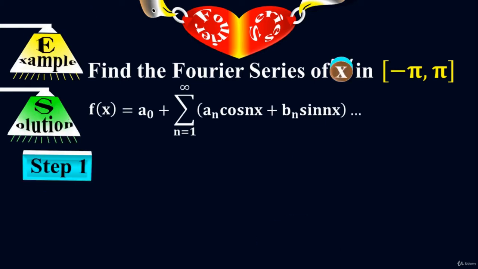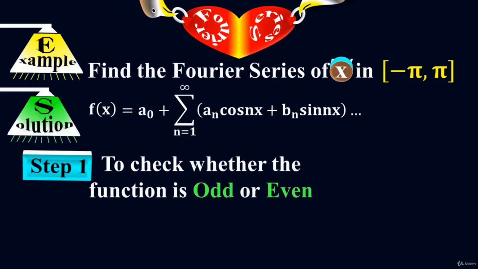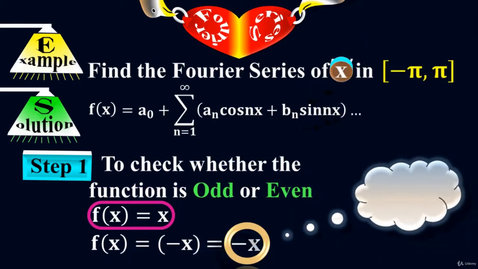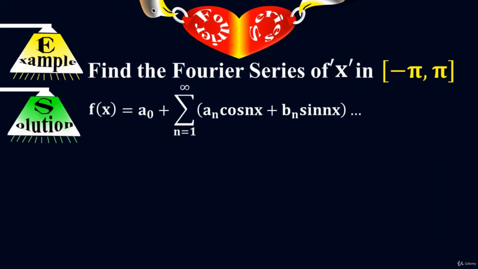Step 1. Check whether the function is odd or even. The very first thing I'm going to do is check whether the function x is an odd function or an even function. It's very easy. Just multiply the variable x by minus, which equals minus x. It is not my original function, because my original function f of x equals plus x, not minus x. Therefore x is an odd function. Don't forget, we have already talked about odd and even functions. Just remember that. Now I'm going to find the values of the coefficients a sub naught, a sub n, and b sub n.